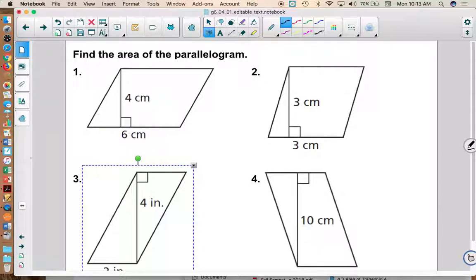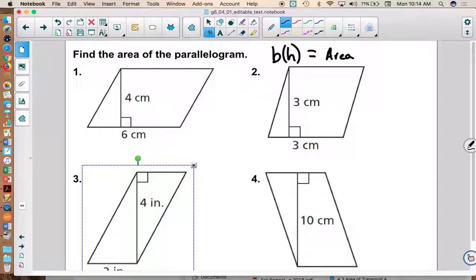Okay, let's think about this. If this was a piece of paper, could I squish it together to straighten it back up? Isn't a parallelogram the same thing as a rectangle? Only it's just got a little bit of an angle to it. So how do we get the area of the rectangle? Base times height and then divide by 2. On a rectangle, do you divide by 2? No. So it's nothing more than base times height, and that's going to equal your area.